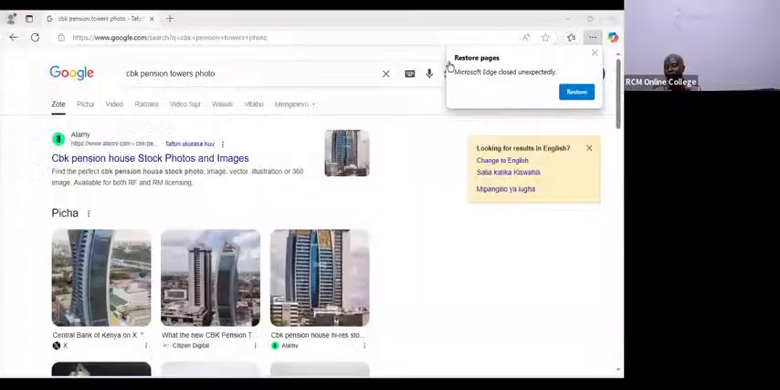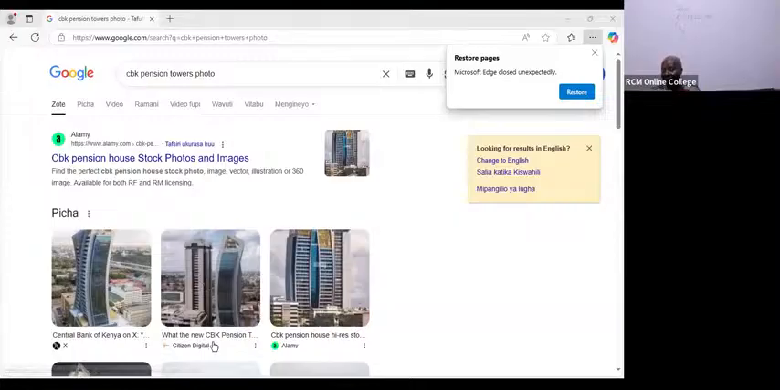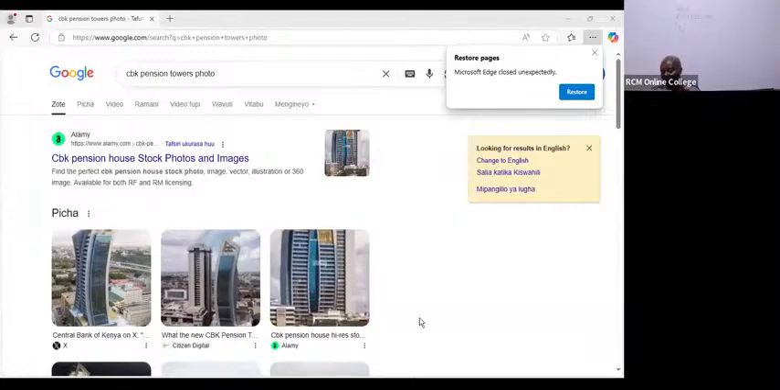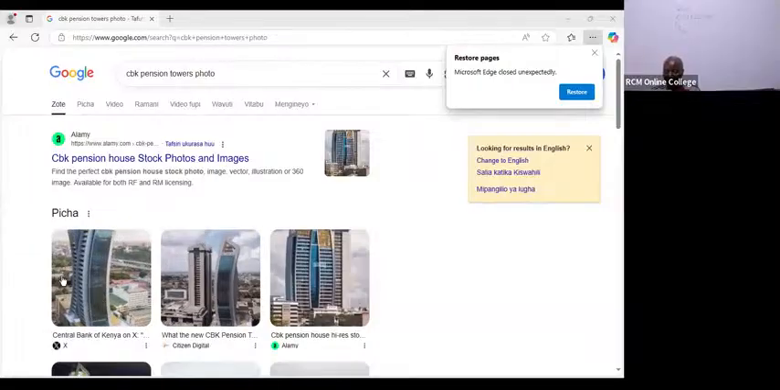Now, please, ladies and gentlemen, look at this CBK Pension House. You can see the Central Bank of Kenya. If you're walking around the KRA, you must have been able to see this building, a big building. If you look at it very closely, it is bending like this. There are twins, two of them. One building bends this way, and the other bends the other way.